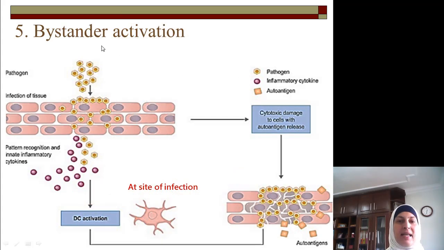Okay, the fifth mechanism is bystander activation. What do we mean by that? Let's study this image here. So a pathogen got into the tissues, and this created an inflammatory reaction. There's lots of cytokines, and these cytokines recruited dendritic cells. These dendritic cells are now activated, and there's a tissue destruction here. And in the tissue destruction, we will see lots of antigens. There are these pathogen antigens and these self-antigens that were released after tissue damage.